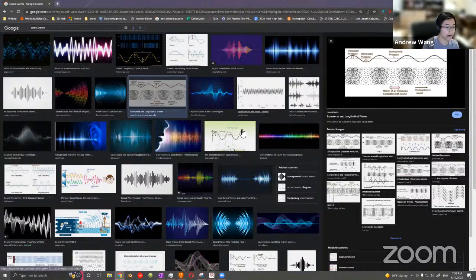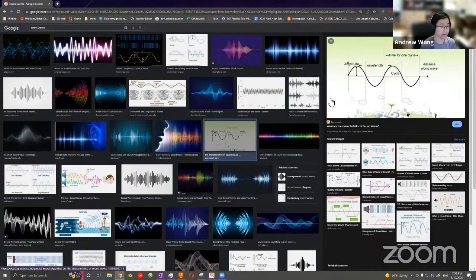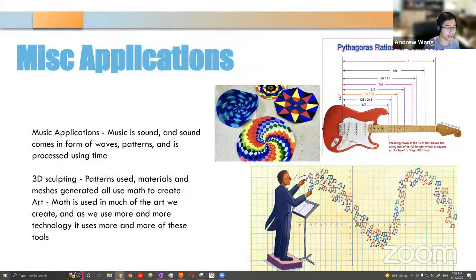This contains a lot of different elements. You can see over here the amplitude, the wavelength, the cycle, and the time for a cycle. All these different things make up a wave. And there's so much behind that as well.